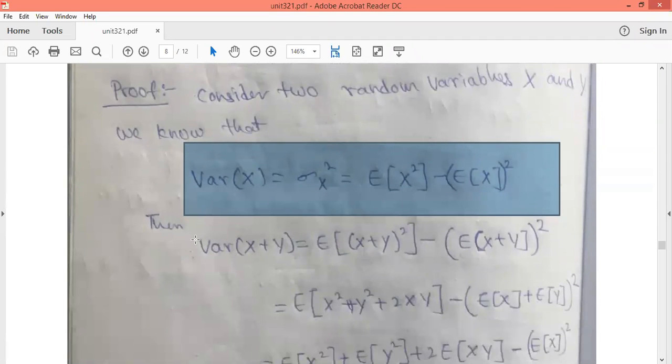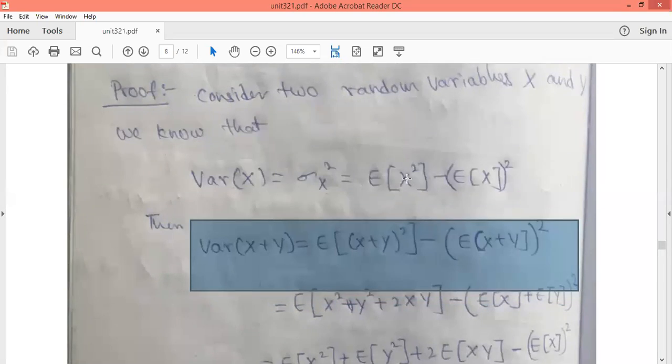Similarly, variance of x plus y can be written as, we just replace x with x plus y. So in the place of x, we are just replacing x plus y. It is expected value of x plus y whole square minus expected value of x plus y whole square. This is the formula for variance of x plus y.